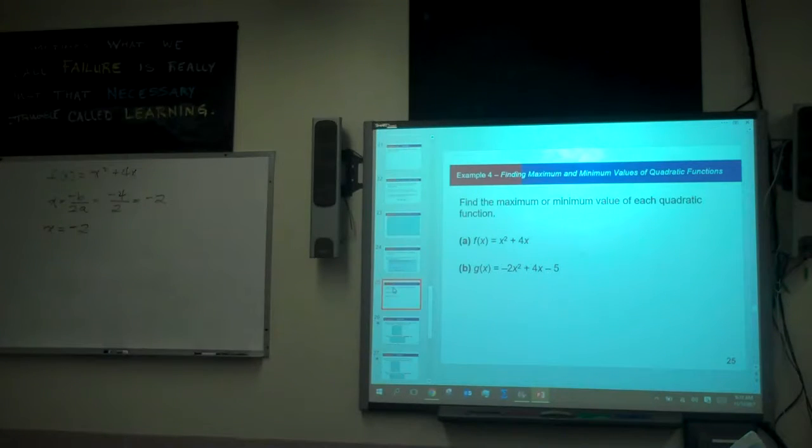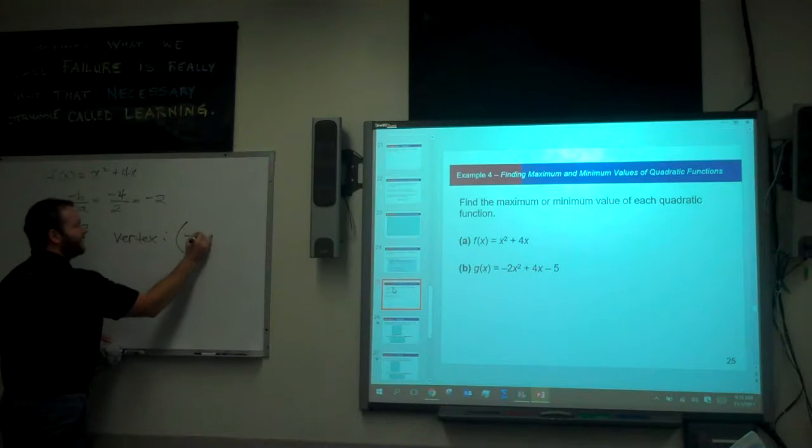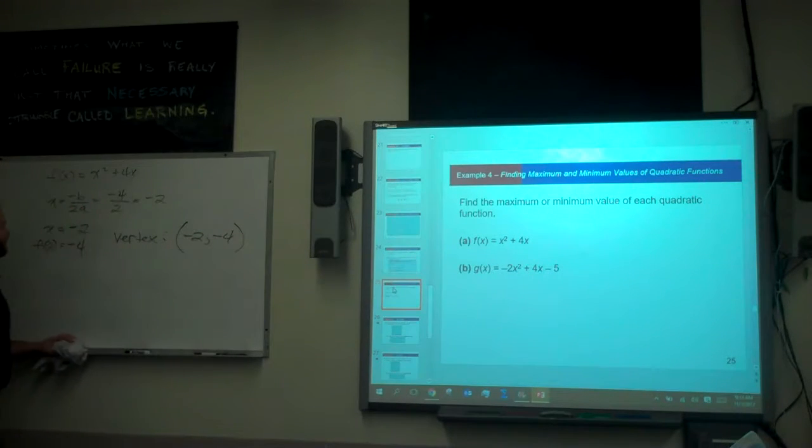Now, how do I find the y coordinate that goes with that negative 2? Finding that y coordinate, or f of x, I should write this as f of negative 2. All I have to do is plug the negative 2 back into the original function. Negative 2 squared is 4. Plus 4 times negative 2 would be what? 4 plus negative 8. So it gives me negative 4, correct? So negative 2, negative 4. So my vertex is located at the ordered pair negative 2, comma, negative 4.